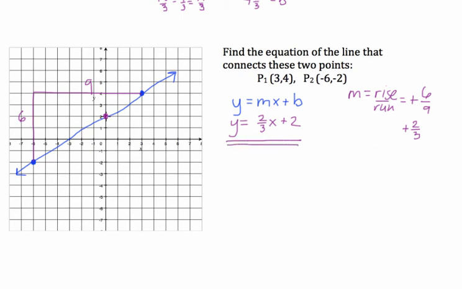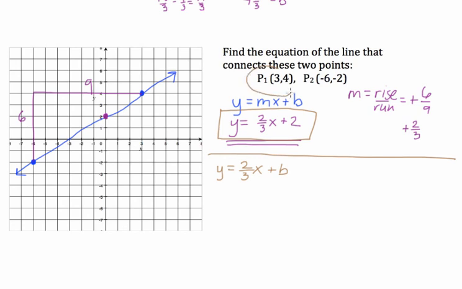Now, if you're concerned about this 2, sometimes, like in our previous example, it's in between. You can't tell for sure where it is. You can always use this little algebra trick to find the b exactly. If this is too confusing, just stay with this answer. Again, we know y equals 2/3 x plus b. We don't know the b for sure yet.